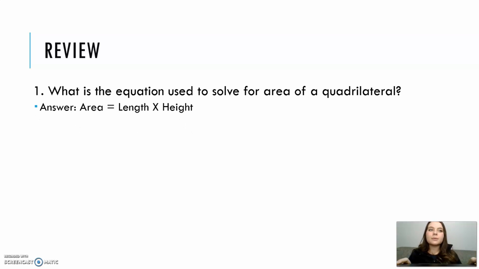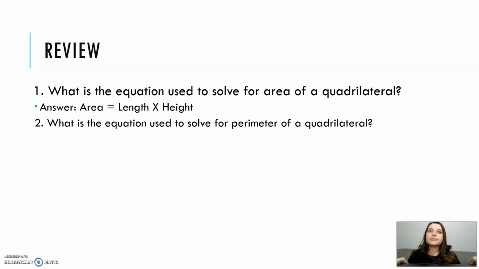Perfect. It looks like everybody got the same answer. Area equals length times height. All right, our second question is, what is the equation used to solve for perimeter of a quadrilateral? Give you another minute.